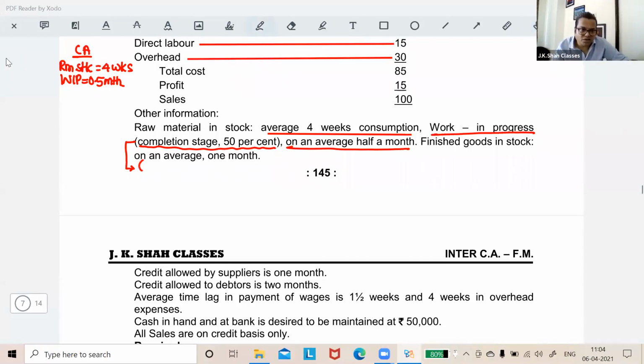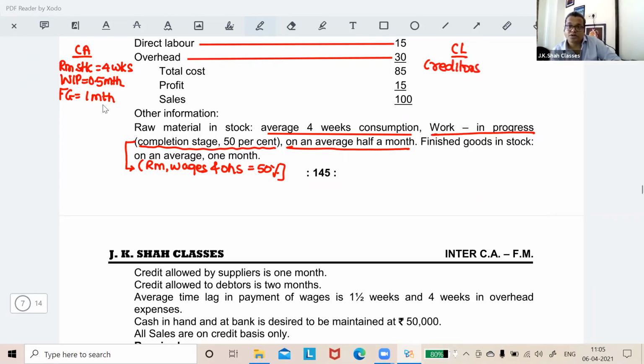I have already told you guys that if nothing is specified in the question, then our pattern is raw material 100%, wages 50%, overhead 50%, provided nothing is given in the question. But the question is saying completion stage is 50%, so everything is 50%. So I'll just mention over here raw material, wages, and overheads, everything 50%. Finished goods in stock on an average 1 month. So we'll have finished goods stock 1 month. Let's read further. Credit allowed by suppliers is 1 month. So wherever we will be writing current liabilities, they will mention creditors with a duration of 1 month.